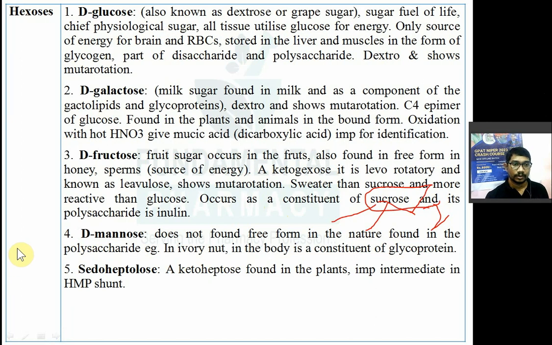Now the next one is mannose. Mannose is also a hexose sugar, a 6-carbon atom containing sugar. It is not found in the free form in nature. It is found in the bound form, present in polysaccharides, for example in the ivory nut. It is a fruit like cashew nut or almond nut. The ivory nut contains D-mannose. Also, it is found in glycoproteins in the body.